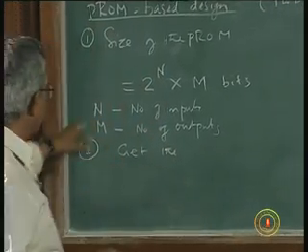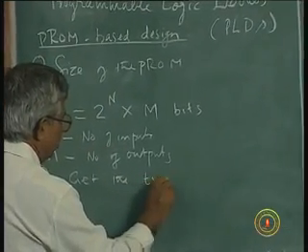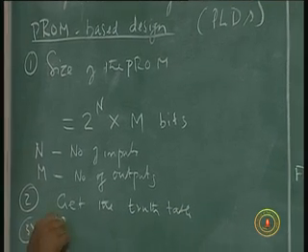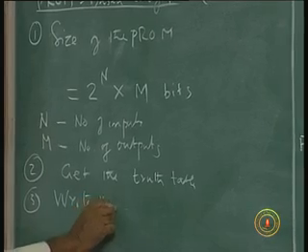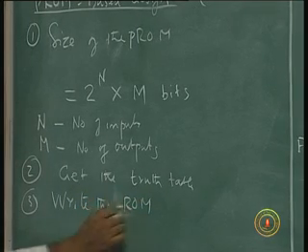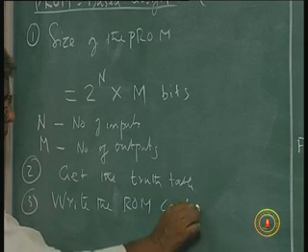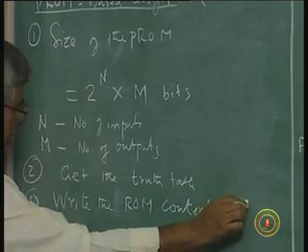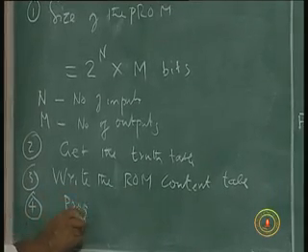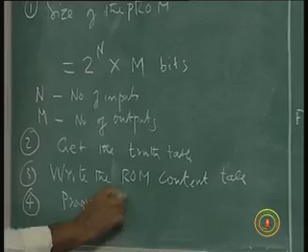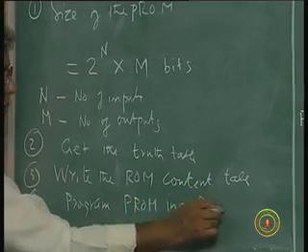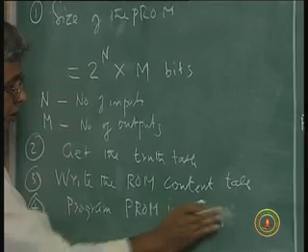So with PROM, you get the size and then get the truth table, write the ROM content. You do not call it PROM content table, it is called ROM content table, even though it is PROM. Next step is to get hold of a programmer, and program the PROM in a PROM programmer.